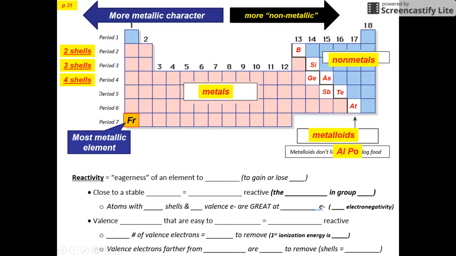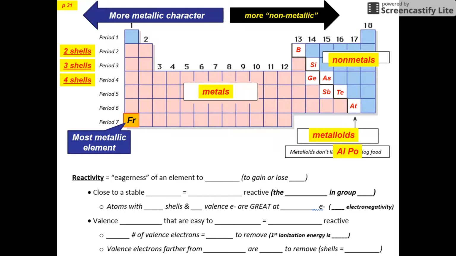Period 4 has 4 shells. Period 5 has 5 shells. Period 6 has 6 shells. Period 7 has 7 shells. You can just look at the electron configuration of any element, and the number of shells should match the period that that element is in.